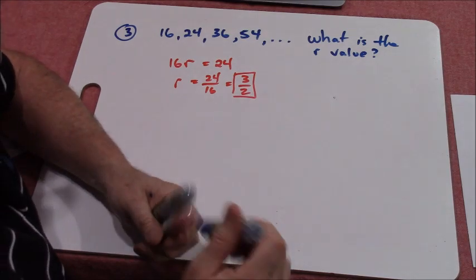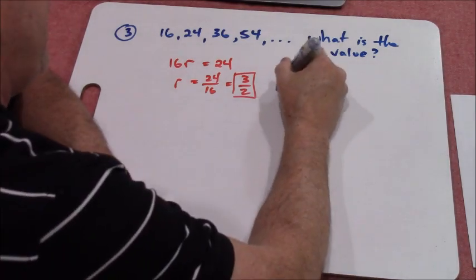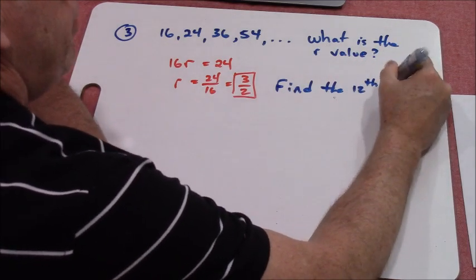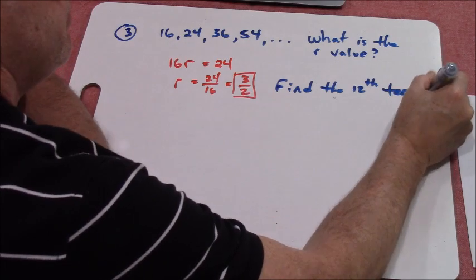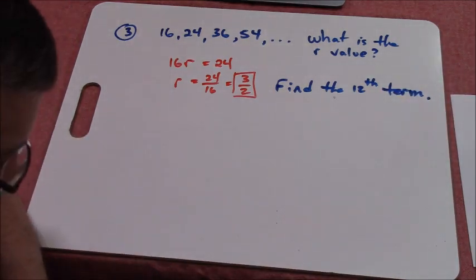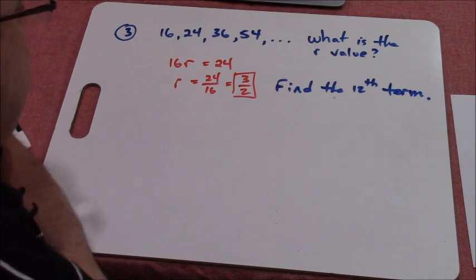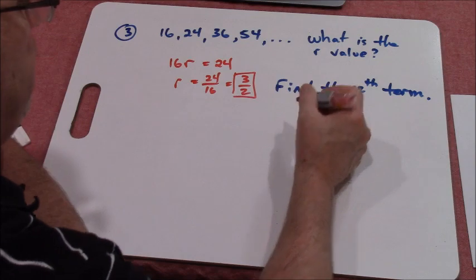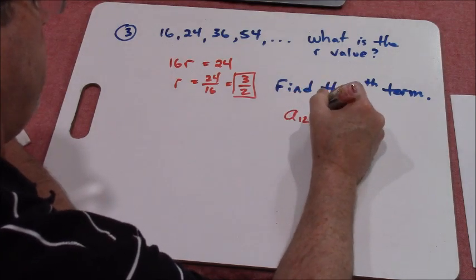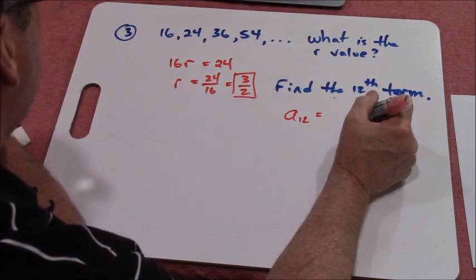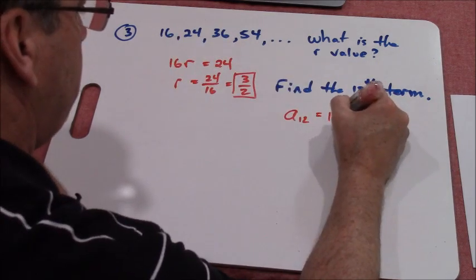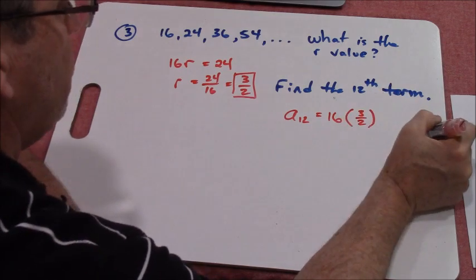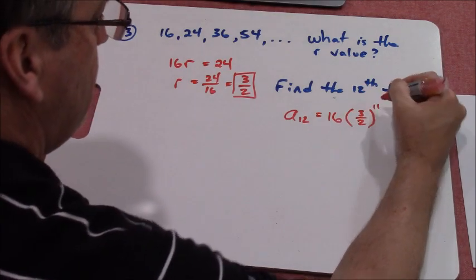So now what I want you to do is to find the 12th term. You guys go ahead and do that. All right, so once again, we just use our formula. A sub 12 is going to equal our first term, which is 16, times 3/2 raised to the 12 minus 1, so to the 11th power.